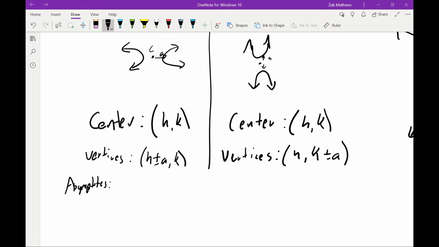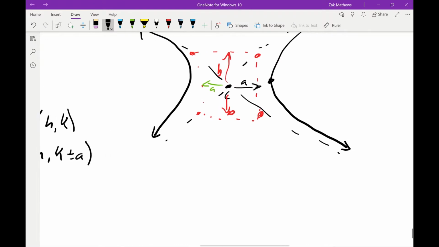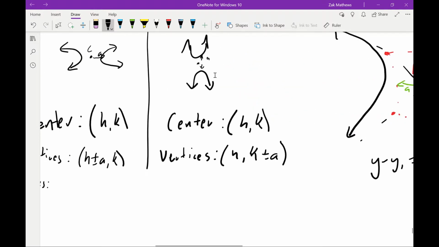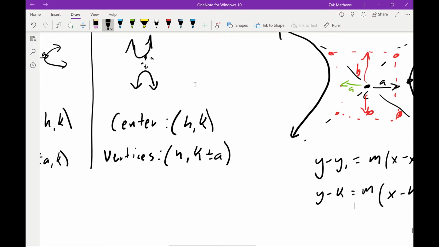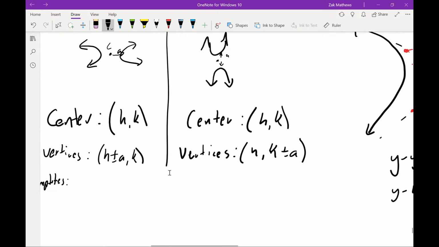And if we think about the asymptote is a line, we know we can always find the equation of a line: y minus y1 equals m times x minus x1. Well, in both cases, opening up or down, x1, y1 is a point along that line, and we know the center is always going to be a point along that line. So we can write this as y minus k, and we'll figure out x minus h. That is going to be consistent. Now that slope is going to vary between the two, and that's going to be the difference.